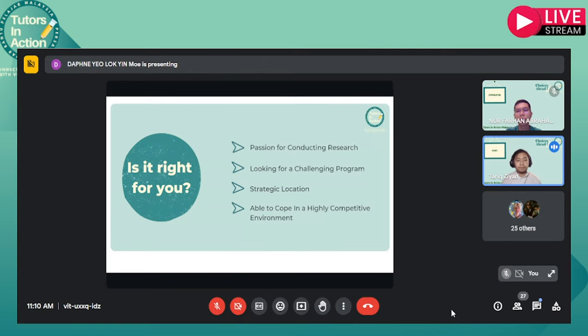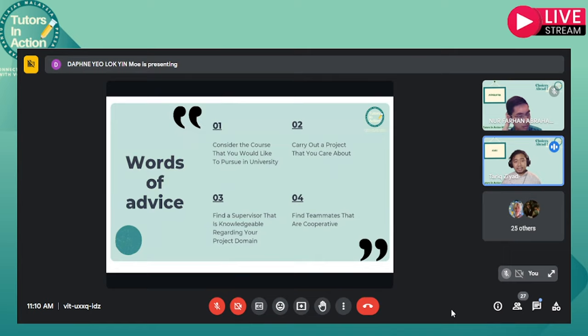So moving on. So words of advice, I would say that firstly, you should really consider the course that you would like to pursue in university, and really consider that pathway. So if you want to become a doctor, I would implore you to explore the pathways for you to get that medical degree education, because in post-SPM, especially if you want to do medical degree in UKM, it's quite hard to get 4 flat in SP.